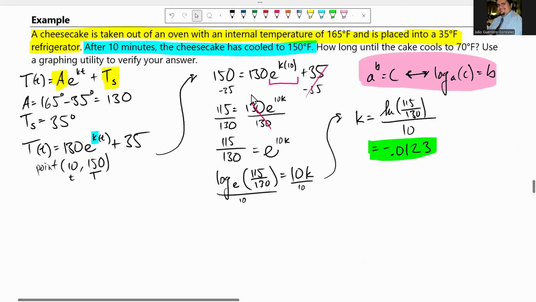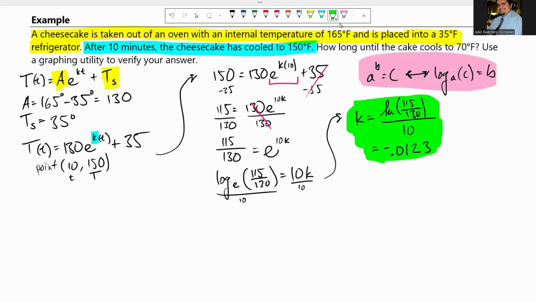Okay, we're getting there. I'm actually going to hide both of these put together. There we go. Okay.